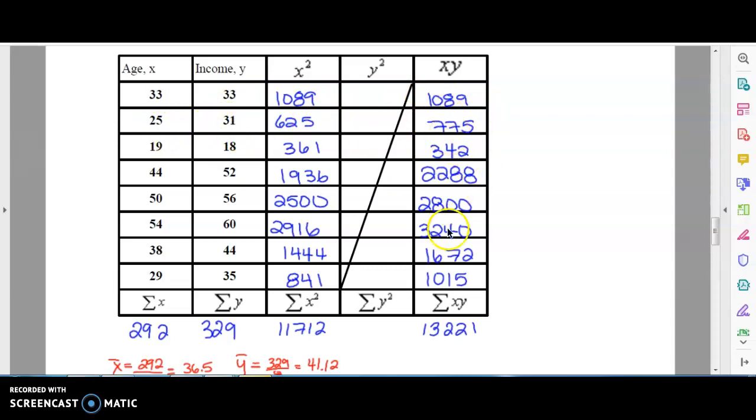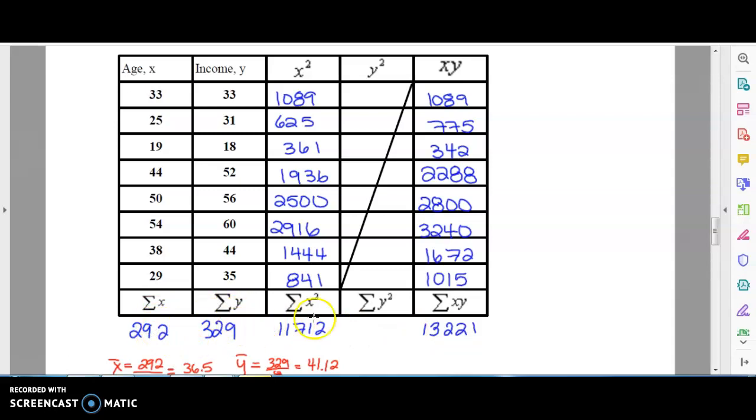And that's done all the way down here till 29 times 35, which is 1015. And for our formula, we need the sum of all of these. So we add this whole column together, and we get 13,221. Over here, sum of all the x's, 292. Sum of all the y's, 329.